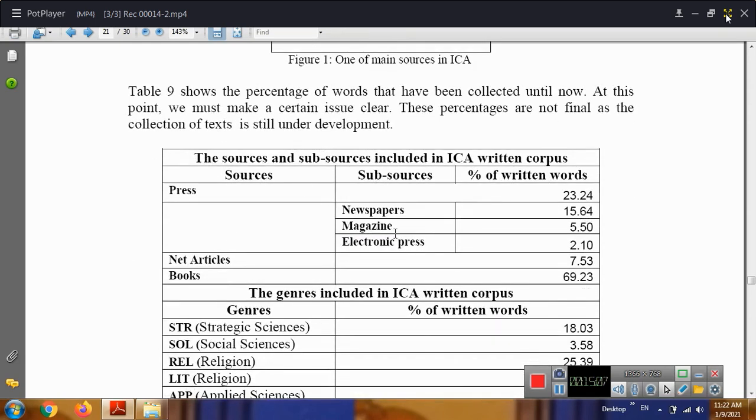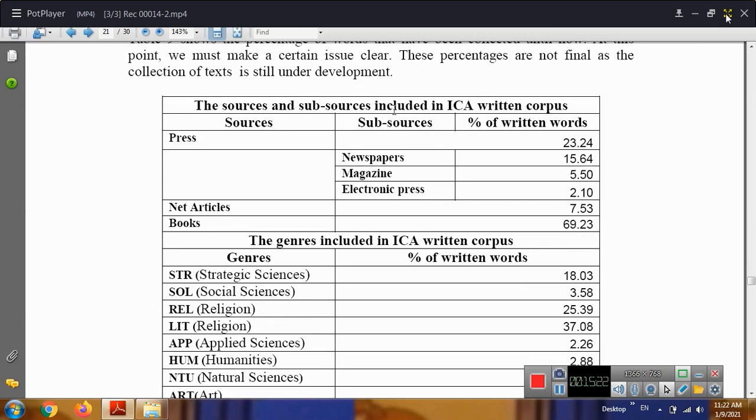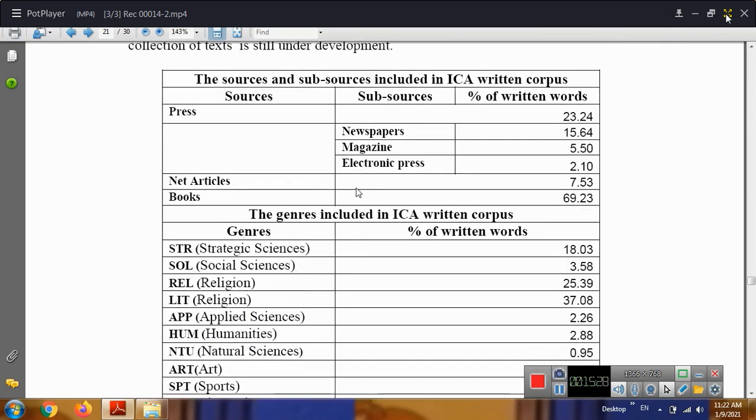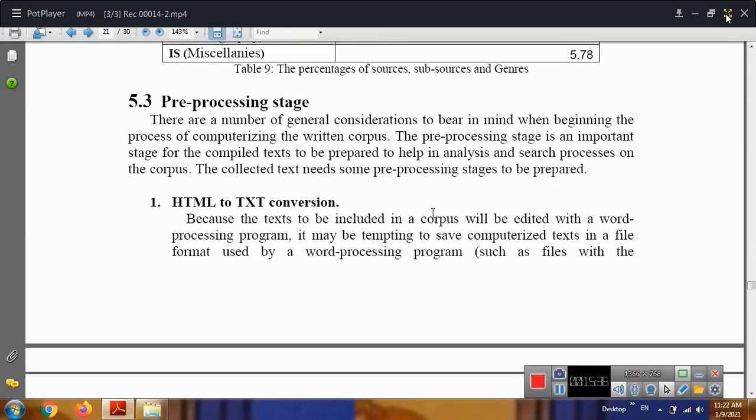Table 9 shows the percentage of words that have been collected until now. At this point, we must make a certain issue clear. These percentages are not final, as the collection of text is still under development. The sources and the subsources included in the ICA written corpus, you can see them, the percentage of the words. For example, for press, we have such a written word count. You can see the subsources.